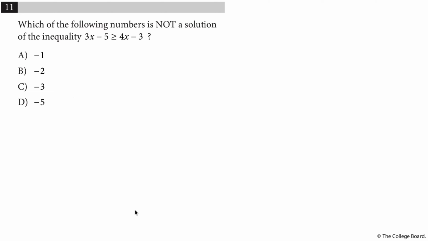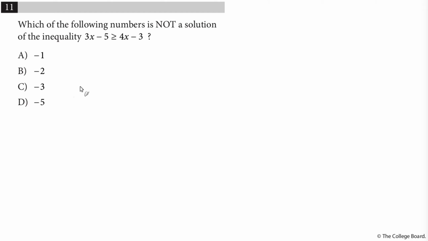Continuing with our SAT practice, again, I recommend that you attempt the problems by pausing the video and then listen to the solution. So give this problem a shot. All right, so which of the following numbers is not a solution to the inequality 3x minus 5 is greater than or equal to 4x minus 3?